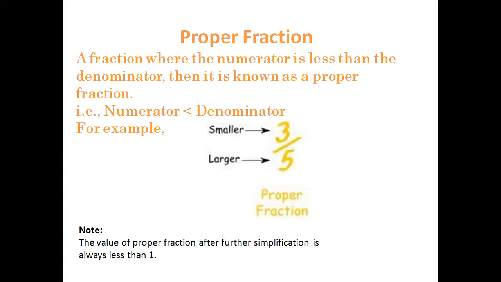Let's see what is proper fraction. Proper fraction is a fraction where the numerator is smaller than its denominator. As you can see in the example, 3 by 5. We can take other examples also like 6 by 13, 4 by 15, 17 by 30. These all are proper fractions. Remember, the value of a proper fraction after further simplification is always less than 1. Yes, here the numerator is always less than the denominator.